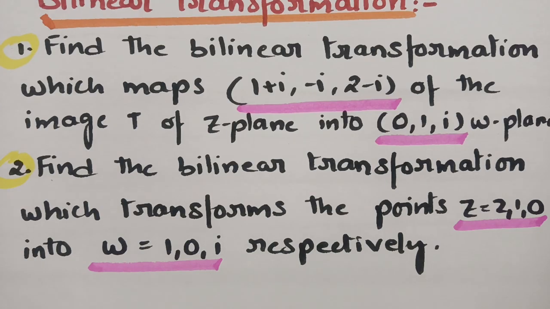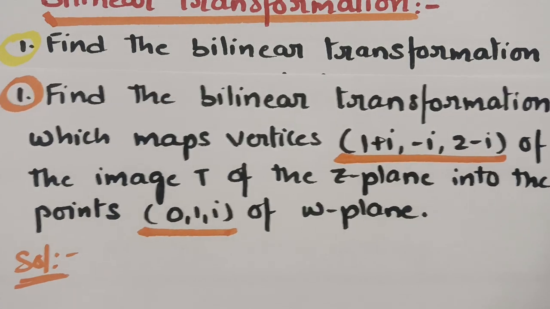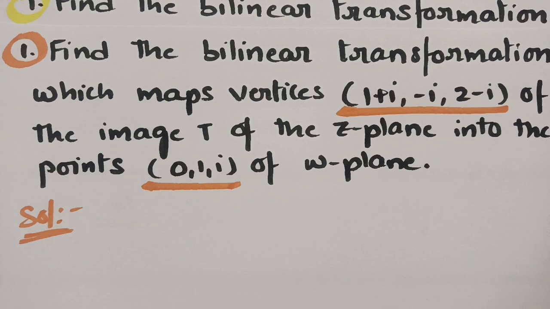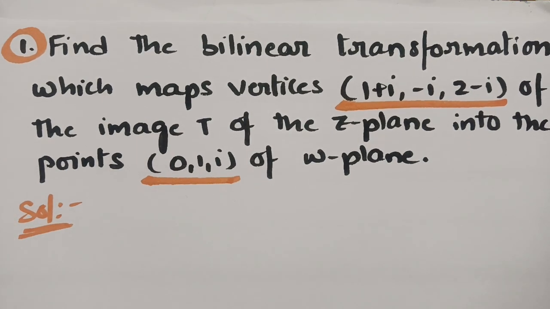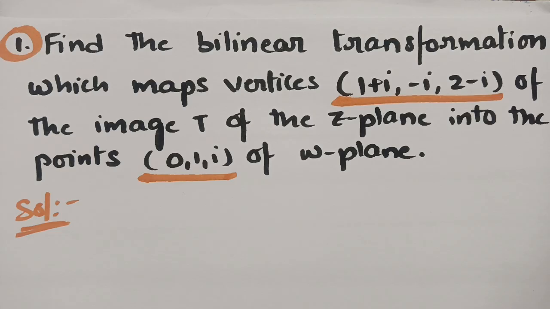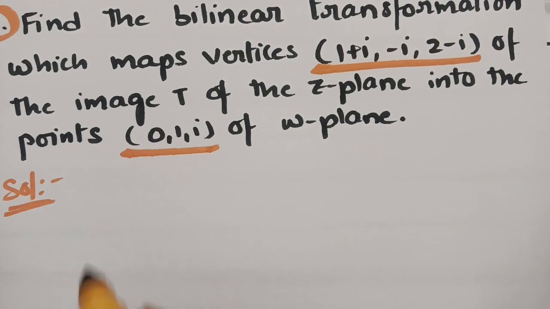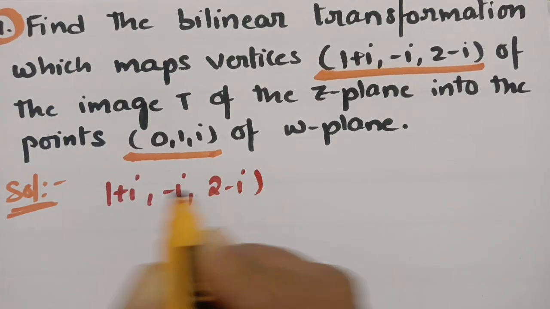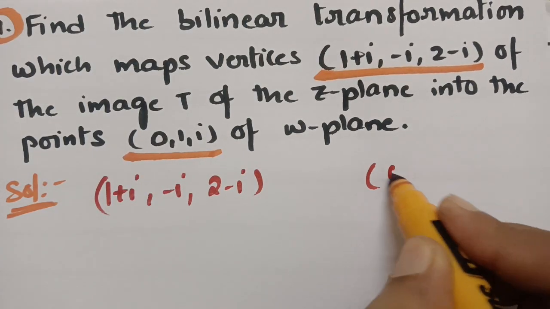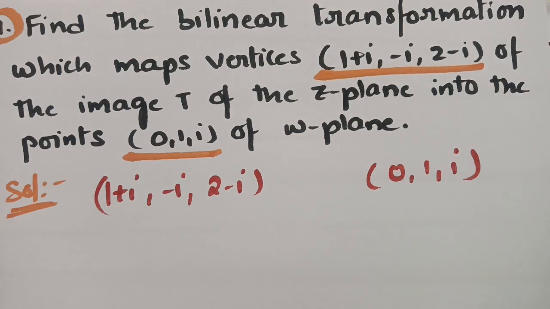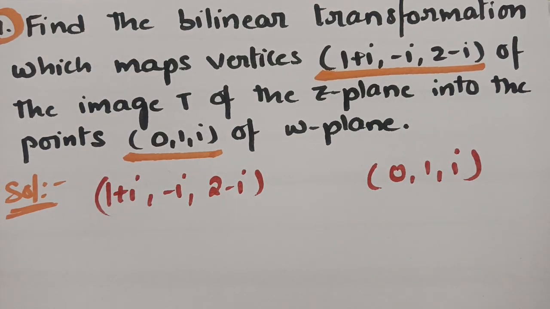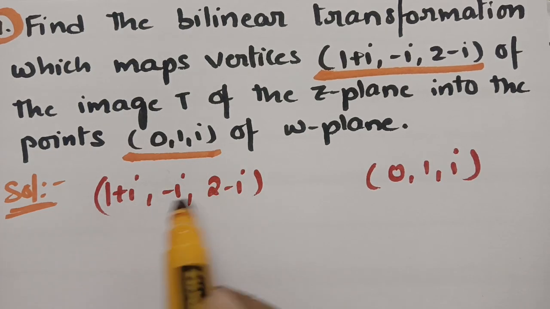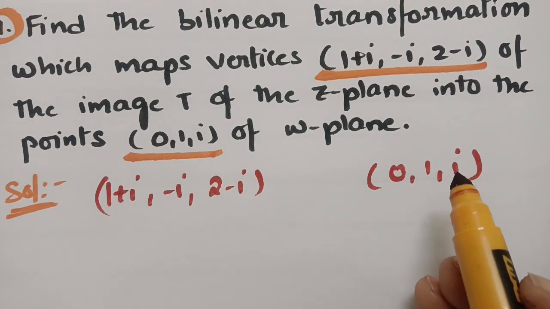So both are equally important. These are the repeatedly asked questions. I am going to give the solution for each and every question. See here, find the bilinear transformation which maps the vertices, that is 1 plus i, minus i, 2 minus i in the z plane into 0, 1, i in the w plane. So these are the general points and these are the image points here.